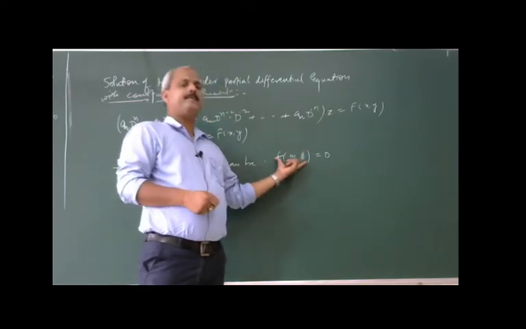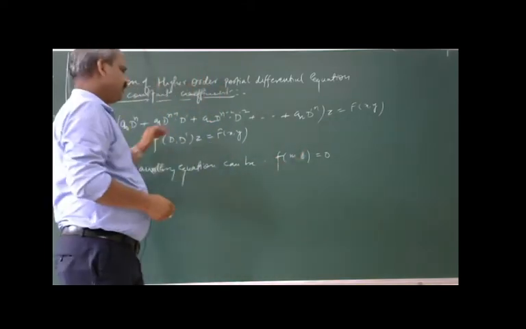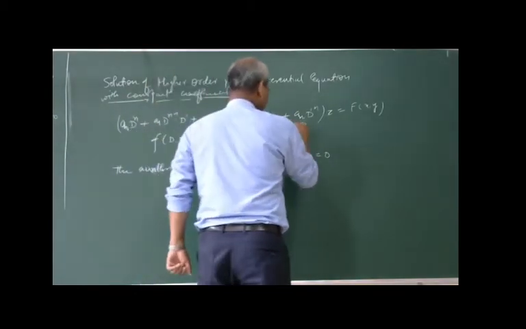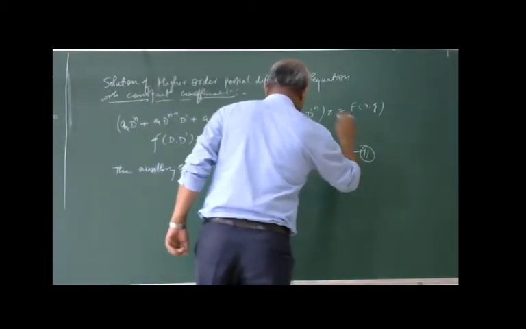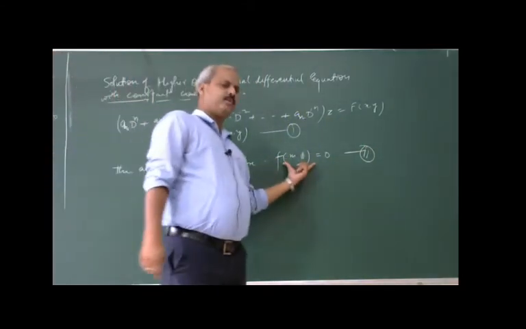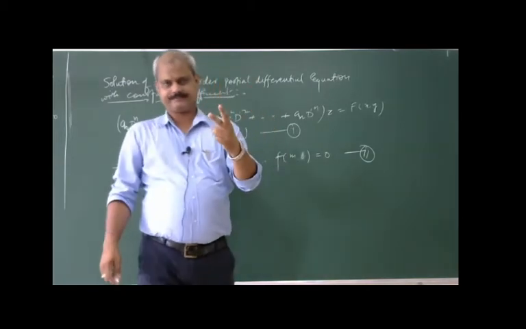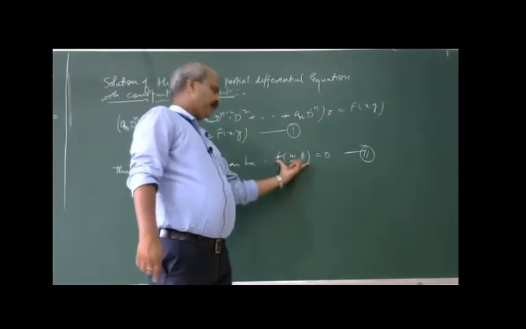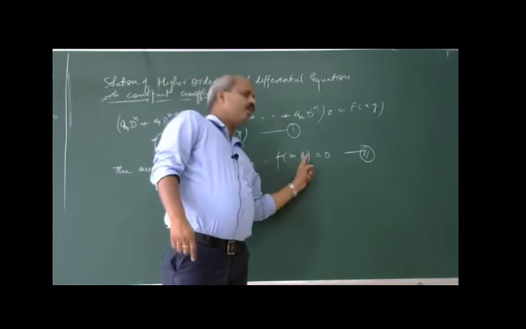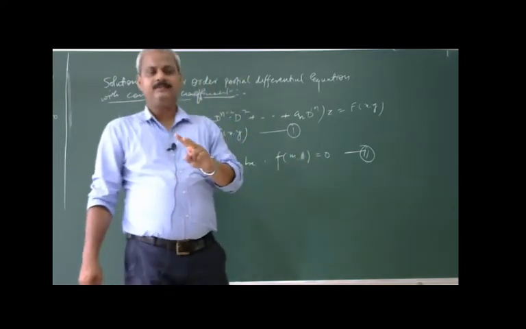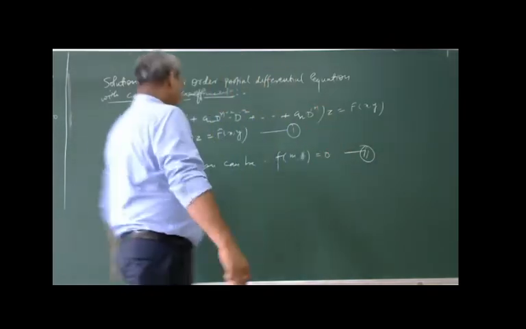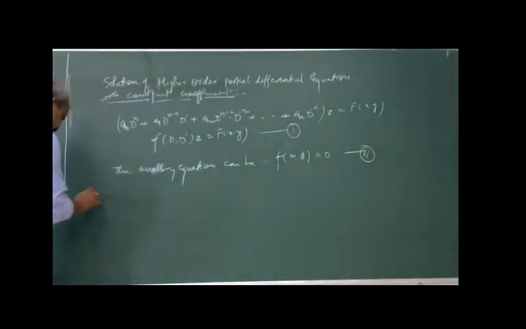To find the complementary function, first find the auxiliary equation from 1. From 1, this is the auxiliary equation. So there arise two cases. First, if the roots are equal. Second, if the roots are distinct. So let us take the first case.